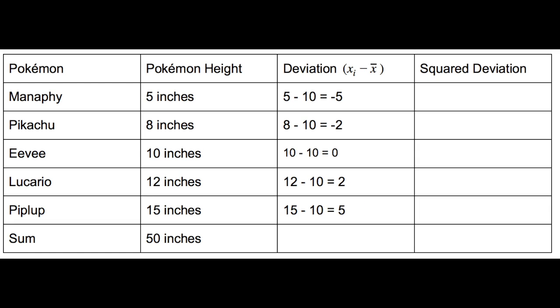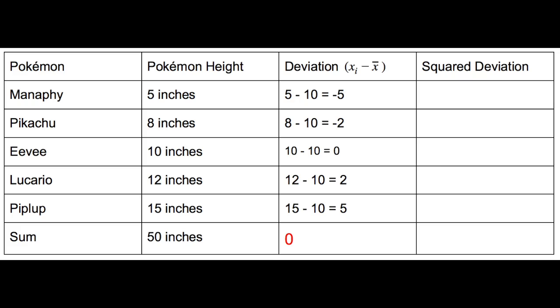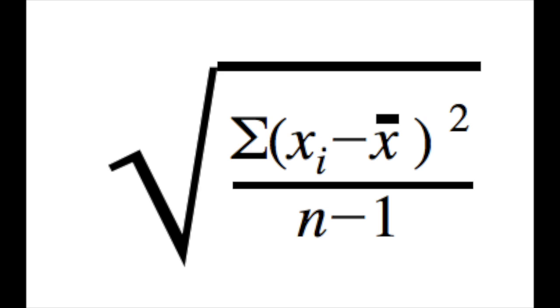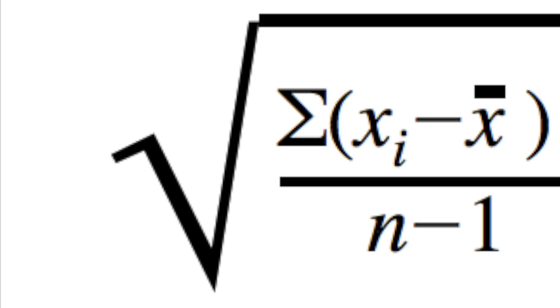Does anyone know what would happen if we didn't square the deviations? I know. Everything would be 0. Right. First off, your deviation sum would be 0. And if you look at the standard deviation equation without the square, you would notice that the sum of your deviation, which is 0, goes in the numerator and the denominator will be 5 minus 1. 0 divided by 4 is 0, and the square root of 0 is 0.